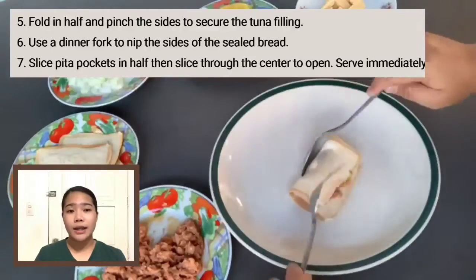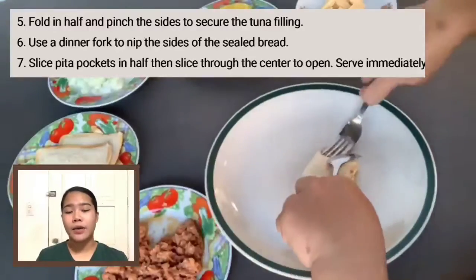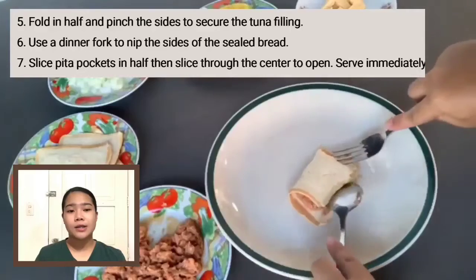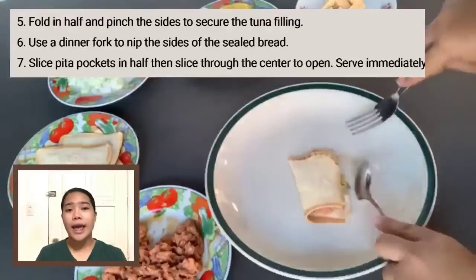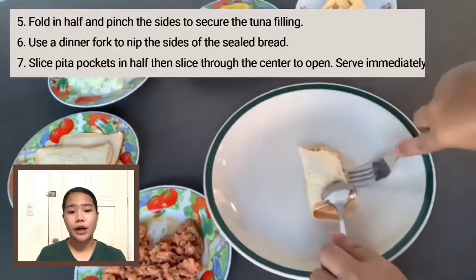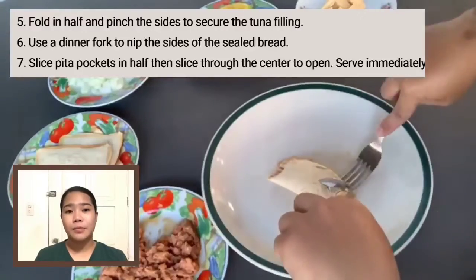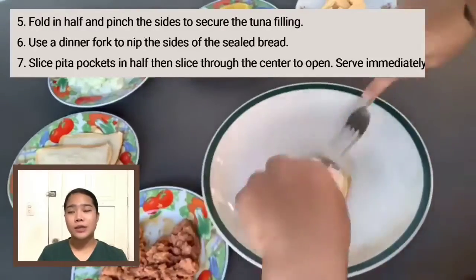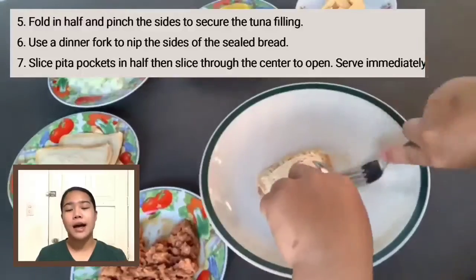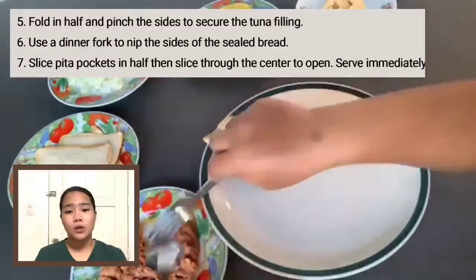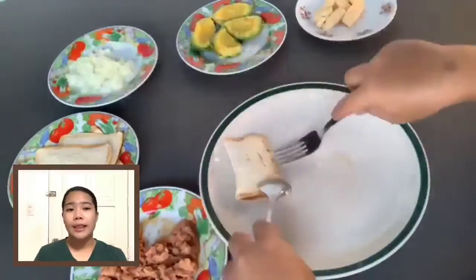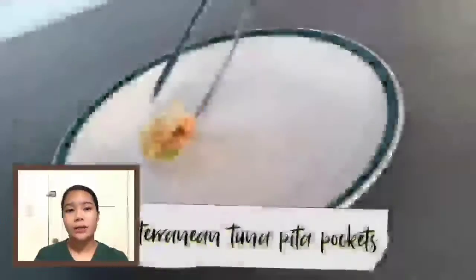And then after that we need to fold it in half, and then we need to pinch the sides to secure the tuna filling. And then we need also to use a fork to nip the sides of the sealed bread. And then last we need to slice the pita packets in half, and then slice through the center to open. And then after that we need to serve it immediately.